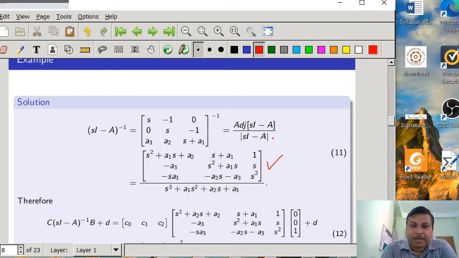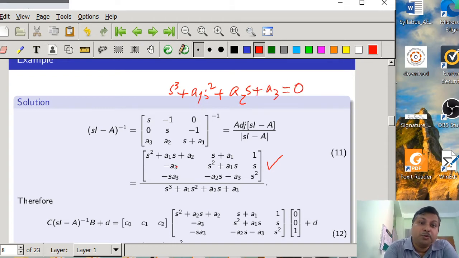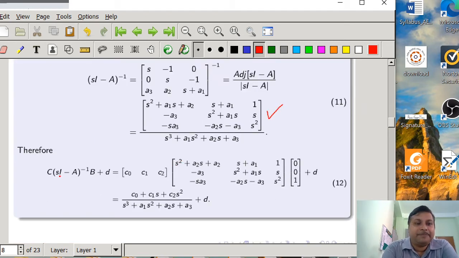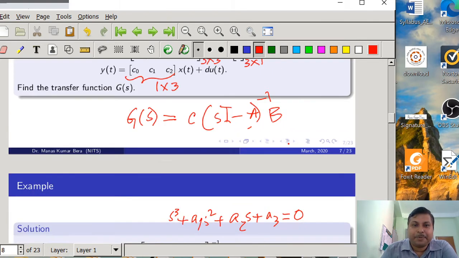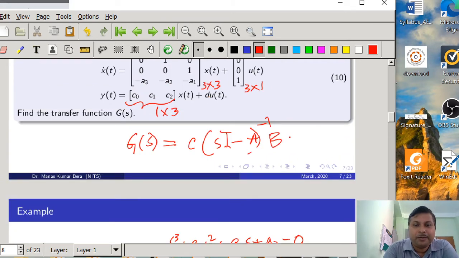Our claim is that if you make this determinant equal to 0, meaning s cubed plus a1 s squared plus a2 s plus a3 equals 0, you can compute the eigenvalues of A. This is known as the characteristic equation of A, and it may be the characteristic equation of the transfer function also. For the final step, C times (sI minus A) inverse times B plus D. The D matrix is there, though its value is not given, so here we have to write plus D.